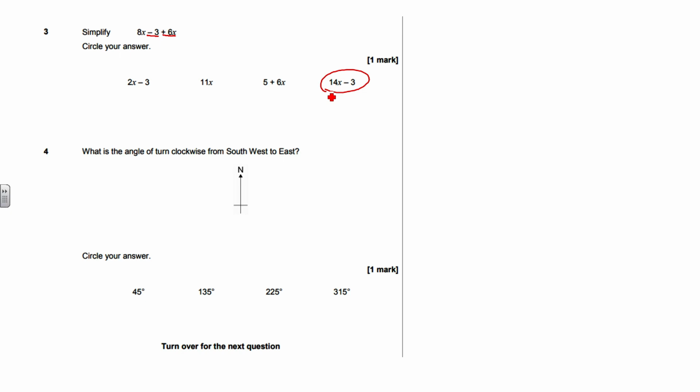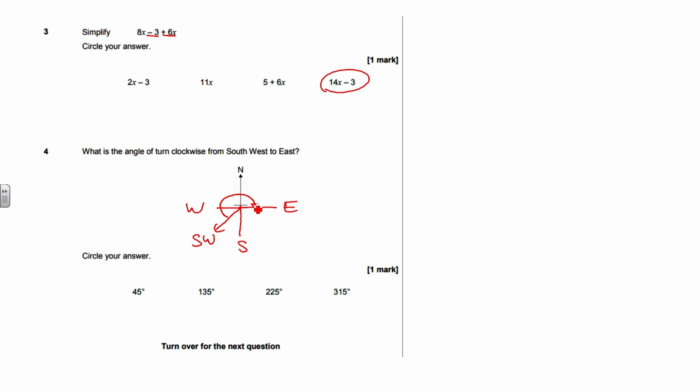Question 4, what is the angle of a turn clockwise from southwest to east? So we look at our compass points there. If you want to do the never eat shredded wheat, whatever it is, you need to know the order they go in as we go around clockwise, N-E-S-W. So southwest is the point halfway between south and west, that's there. And from there, I'm turning in a clockwise direction, the same direction as an analog clock, to east. So how far have I turned?